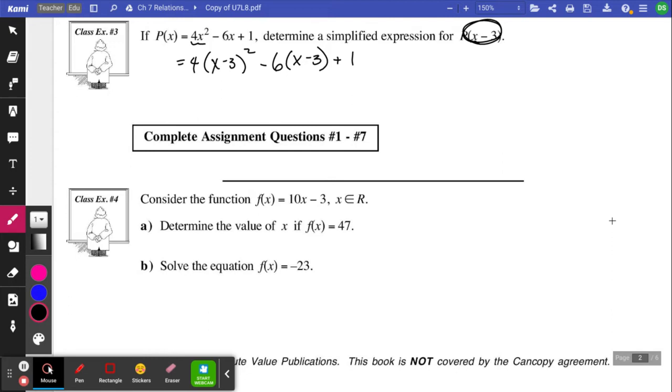Okay, so I have 4. What do I have in there? What is x minus 3 times x minus 3? X squared minus 3x minus 3x plus 9. Remember polynomials, chapter 5. Then I do the next. Okay, you ready? You just do minus 6, then minus 6x and what? Plus 18. Did y'all get the plus 18 on there? You're changing the signs. And then plus 1.